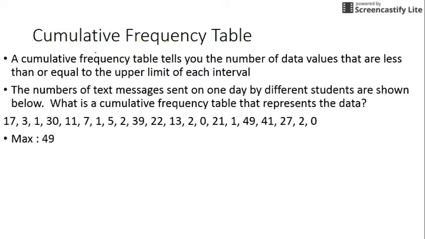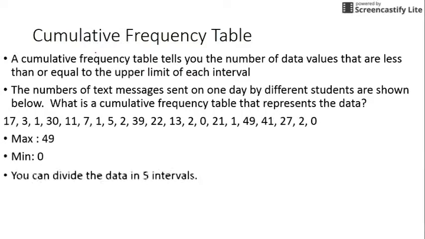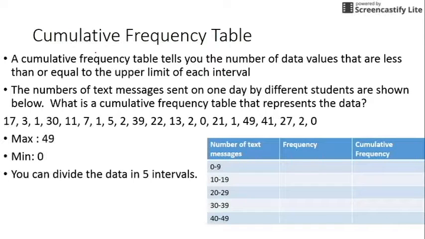Don't worry, I'm going to help you do a lot of the work. The max is at 49, min is at 0. You can divide this data into 5 intervals. Remember, because 0 to 49, we're going to have 50 total possible values. I'm going to divide it into 5. So each group has 10 numbers. So 0 to 9, 10 to 19, 20 to 29, 30 to 39, 40 through 49, each with 10 numbers inside. Frequencies are 11, 3, 3, 2, and 2.